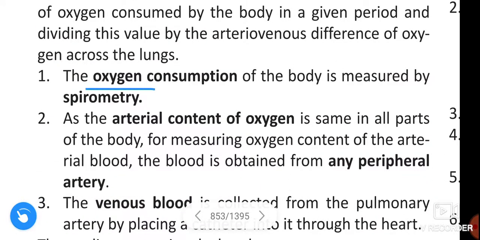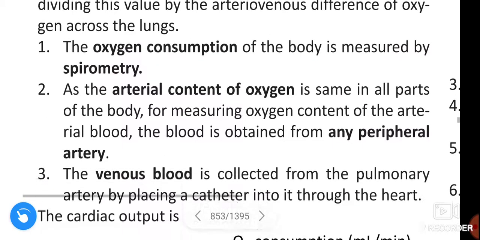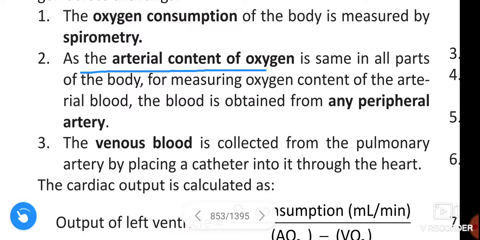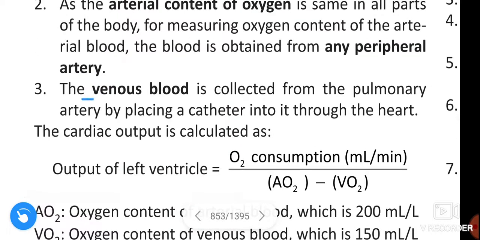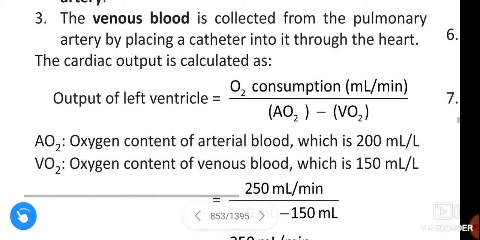Next, oxygen consumption of the body is measured by spirometry. As the arterial content of oxygen is the same in all parts of the body, for measuring oxygen content, arterial blood is obtained from any peripheral artery. Next, venous blood is collected from the pulmonary artery by placing a catheter into it through the heart.